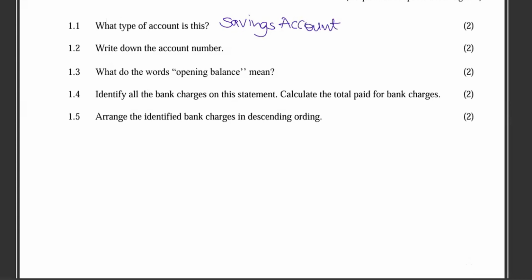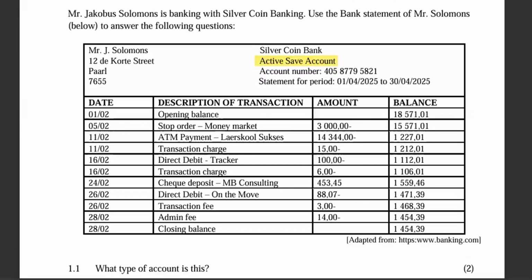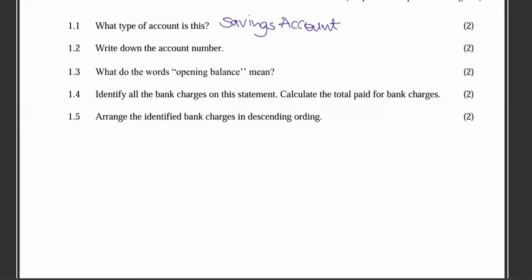All right. Then write down the account number. We had to come here and look at the account number. It's this one here. You had to write it down, which was 40587795821.